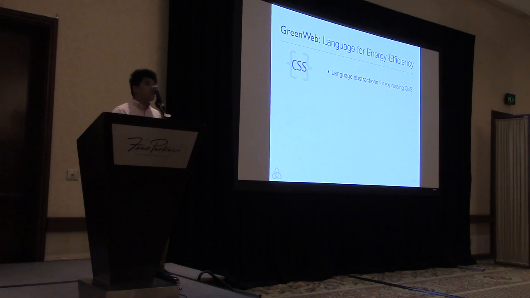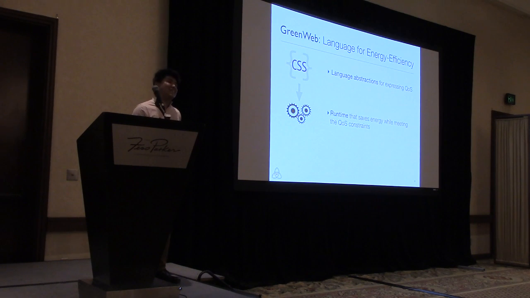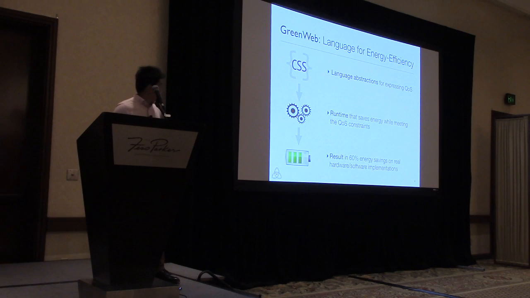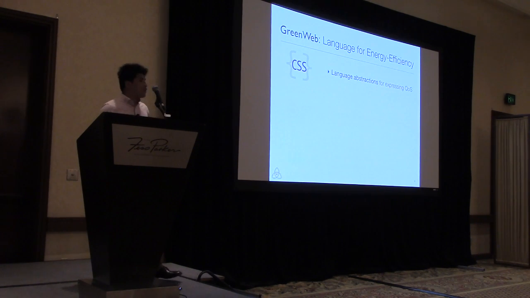But the high-level idea of GreenWeb is that it provides a set of language abstractions that allow developers to express quality of service information of their applications. And then the language runtime takes the QoS information as hints and tries to save energy whenever possible, as much as possible. By having web developers and the web runtime work with each other, the overall system can achieve a significant amount of energy savings based on implementations on real systems. And this is also going to be the outline of my talk today. So let's first talk about language abstractions for expressing QoS.